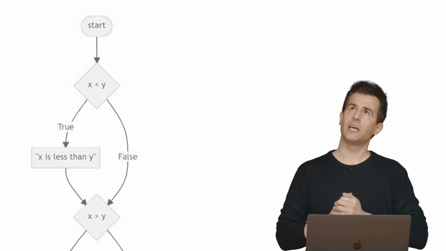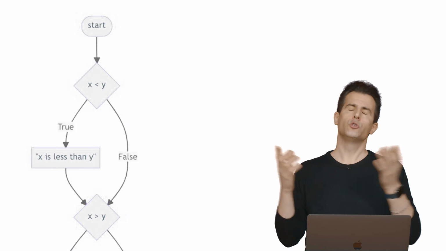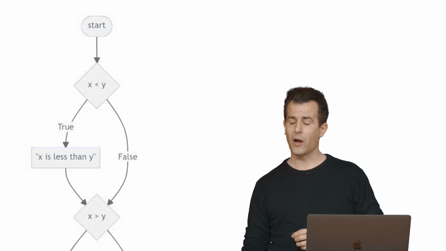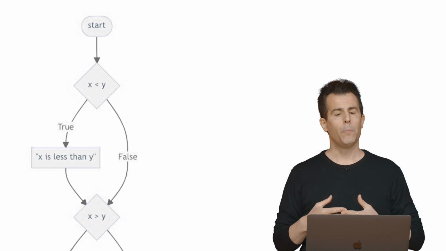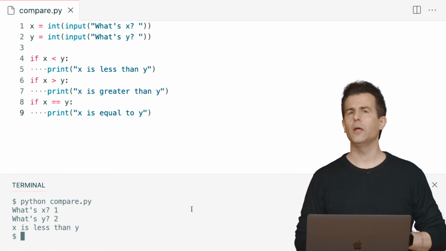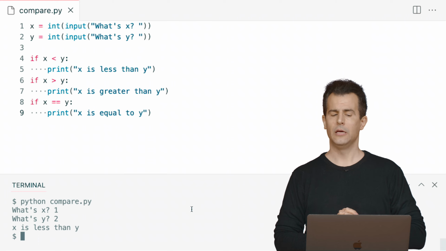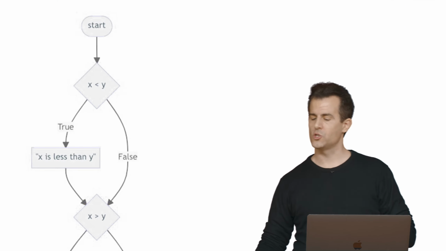Well, the inputs I typed were 1 and 2, respectively, for x and y. So, of course, 1 is less than 2. That's why my program printed out, quote unquote, x is less than y. But recall the code. The code then proceeded to ask two more questions. Is x greater than y? Is x equal to y? Well, the flowchart depicts those questions too.